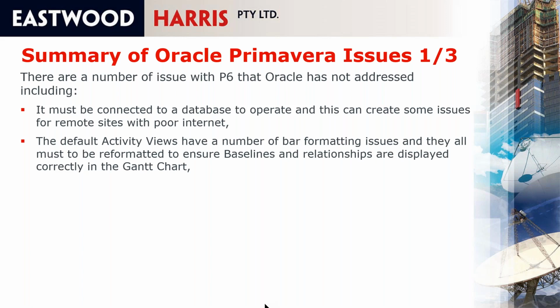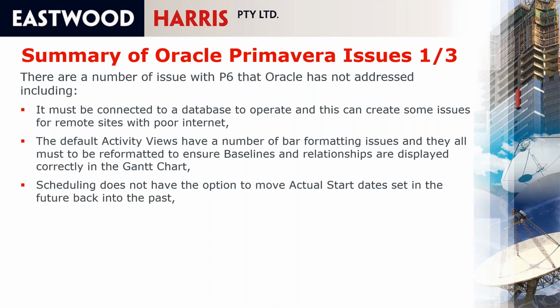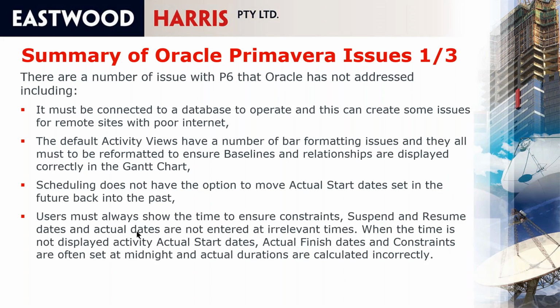The first thing I do when I start implementing P6 for a customer is I go in and delete all the Oracle Primavera layouts and start again. Scheduling does not have the option to move actual dates set in the future back into the past. Users must always show the date and time so that when they are assigning constraints, suspend and resume or actual dates, they're not entered at irrelevant times.